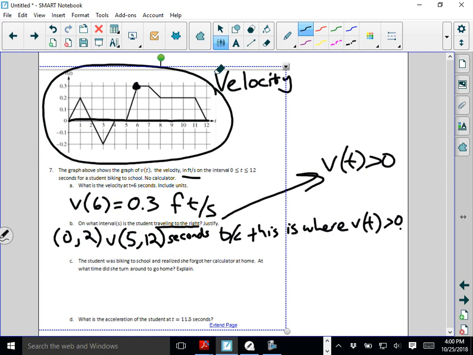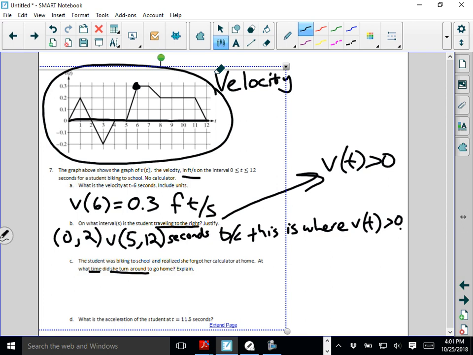C says, the student was biking to school and realized she forgot her calculator at home. At what time did she turn around to go home? Turn around is another way to say change direction. Notice it says what time, not on what intervals, or what are all the times. This is looking for one specific time where she changed directions.